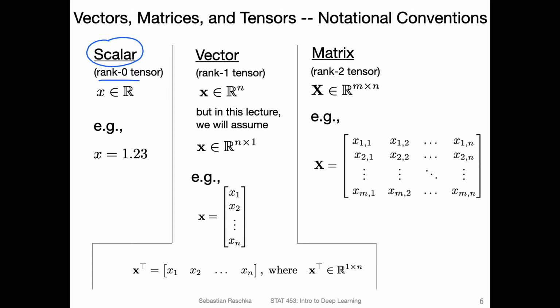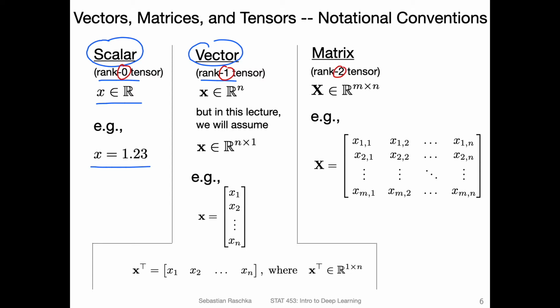But in the context of deep learning, we will usually work with real numbers most of the time, except maybe for the class labels where we have integers. So here, for example, that would be a scalar, a single value like 1.23. And a vector would be a rank 1 tensor. So you can see we're adding a dimension to it. A vector is a rank 1 tensor, and the matrix would then be a rank 2 tensor.